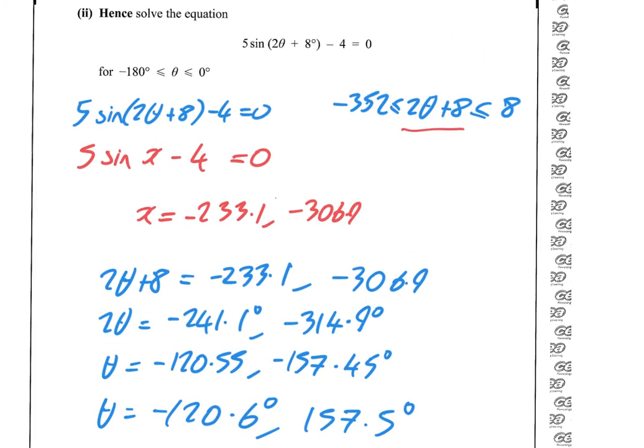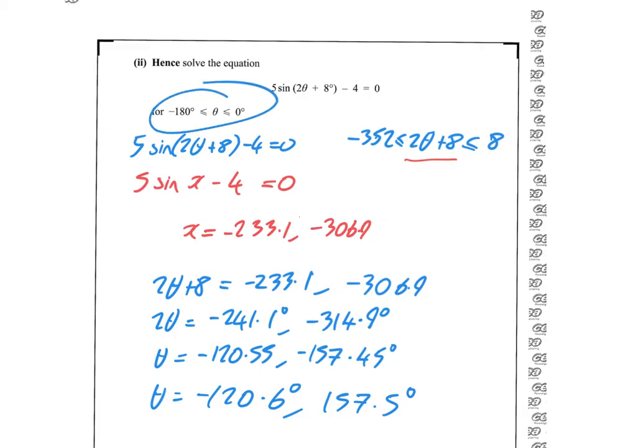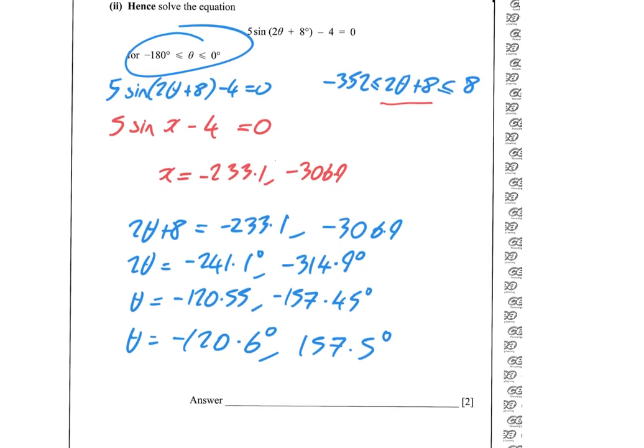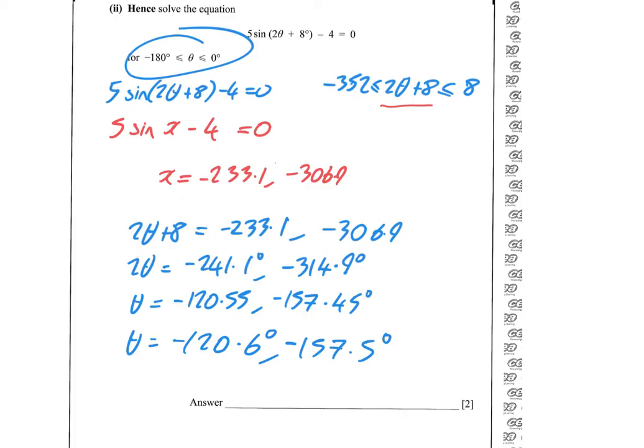Now just check that it's in your original range here. Our range was from minus 180 to 0, and both answers are in that range. So that looks good to me anyway, unless I've made a wee mistake somewhere.